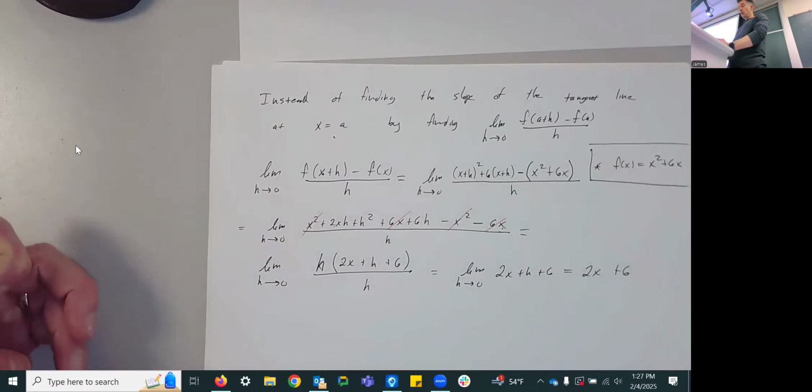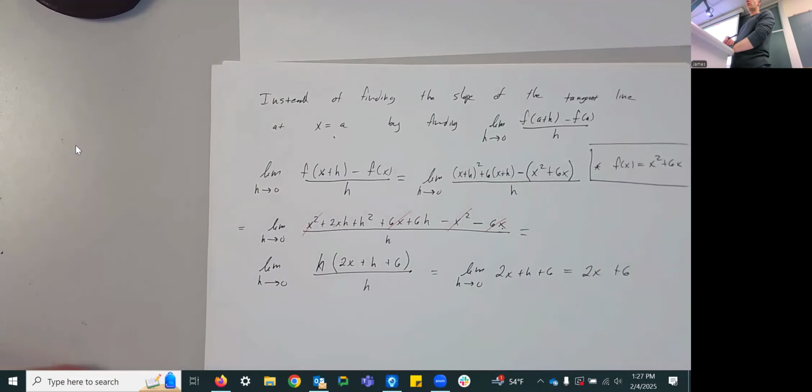And you can see that if I plugged in 1 for x, my slope would be 8, just like we got before. If I plugged in a different value like 2, my slope would be 10. If I plugged in 3, my slope would be 12, and so on and so on and so on.